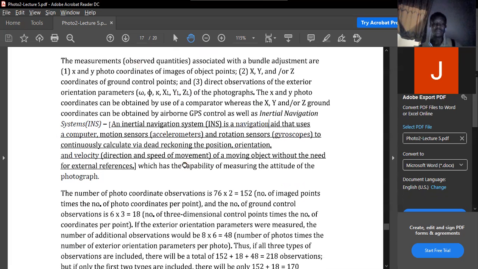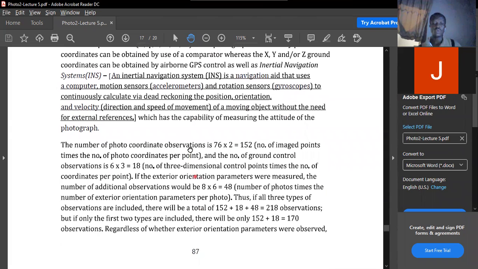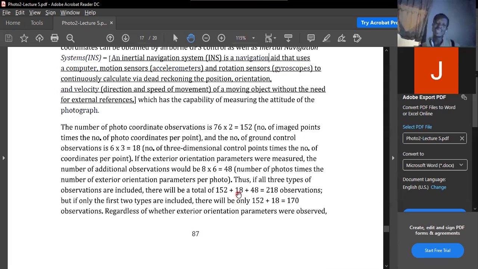So when we add them all up, the total number of observations will be 152 plus 18 plus 48. The 48 is definitely the exterior orientation parameters, which we just calculated. And the 18 is the ground controls, which we have. We have 6 of them. Remember, every control on the ground has horizontal and vertical values, X, Y, Z, which is 3. So 6 times 3 gives 18. So 18 plus 48 plus 152, which are the photo coordinate observations, gives 218 observations.